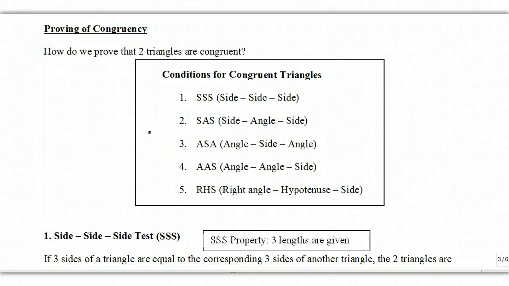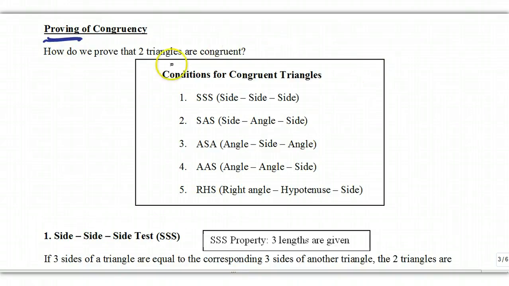Earlier on, we looked at problems involving questions whereby it is given to you that two triangles are congruent and then you find some unknowns. Now, what if you are not told whether the triangles are congruent, but instead you are supposed to prove that two triangles are congruent? How can you do that?